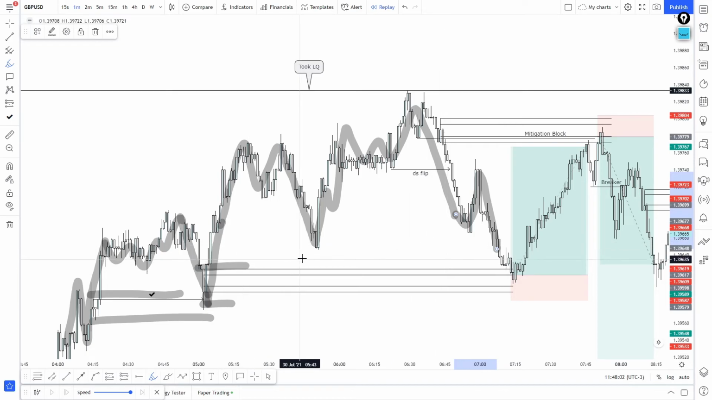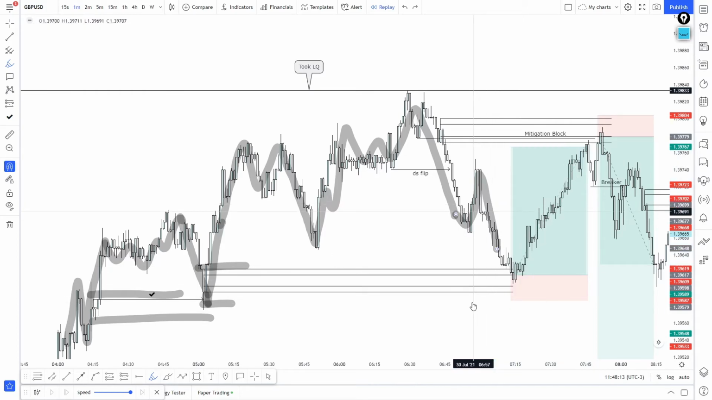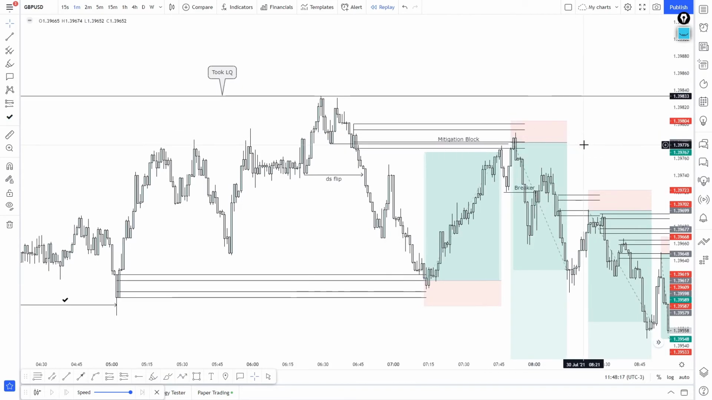Not sure if I would have taken it just like this. I don't remember if I actually went for this. I don't have it drawn, but yeah, pretty much a good trade, but I'm not sure if I would have actually taken that. I'm not sure if I remember taking it, to be honest.